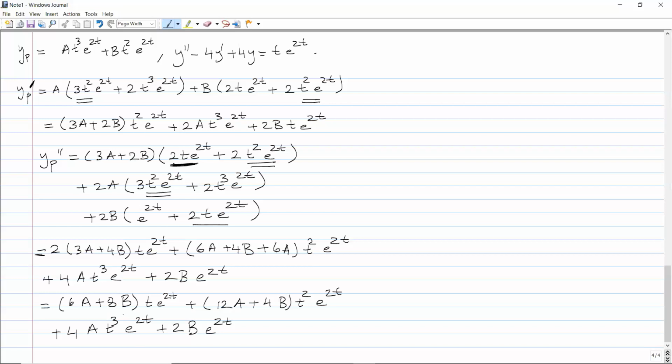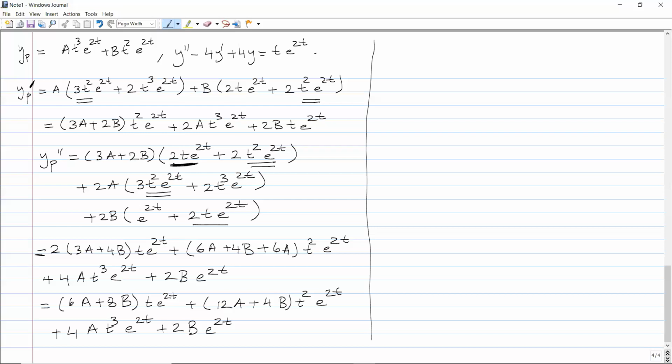4at cubed e to the 2t plus 12a plus 4b t squared. Yes. 6a plus 8b t e to the 2t plus 2b. Yes, okay, I'm sorry, I didn't plug it into the equation yet. This is just the second derivative. After we plug it into the equation, on the left side we should have only 2 terms left, so that we have only 2 equations for the constants a and b.